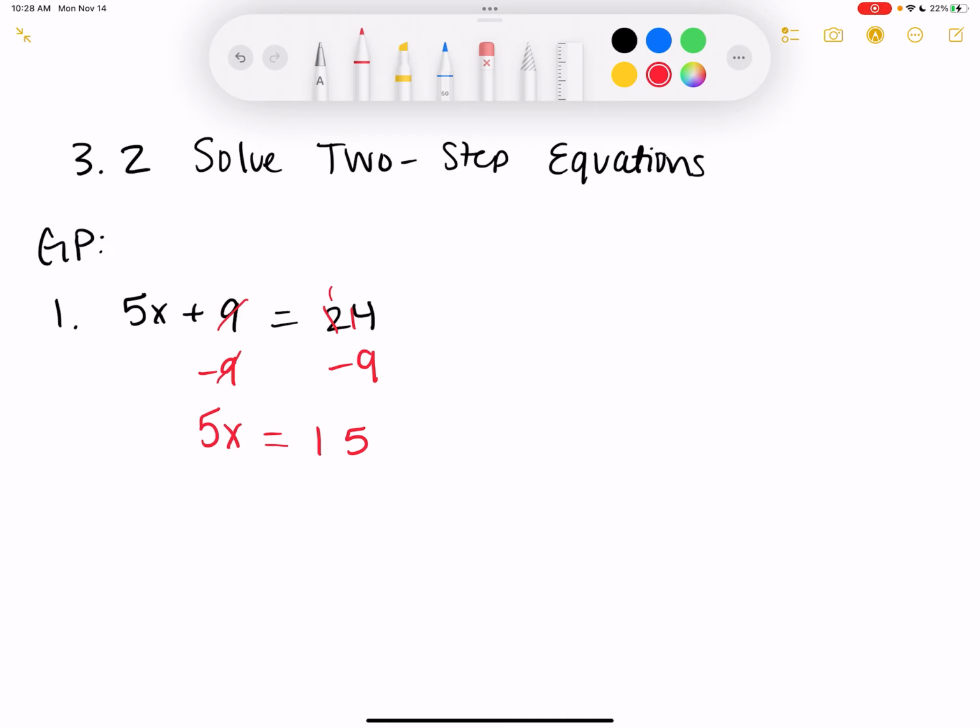So now what do I have to do? I need x by itself. Division. So you do 5 over 5, and then 15 over 5 is 3. So x equals 3.